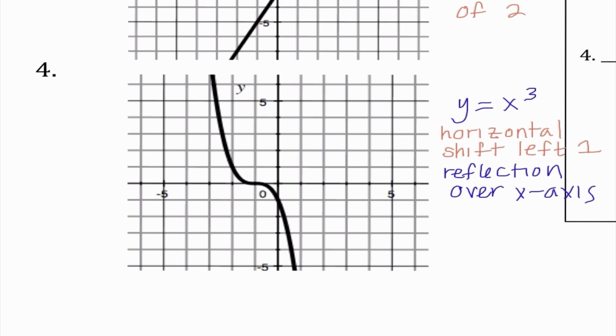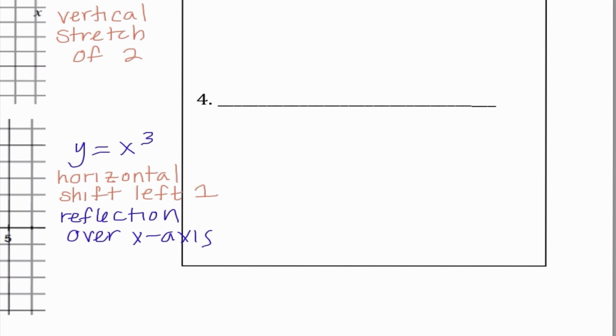And now we're going to take everything that we noticed in this graph and put that all into the equation. Okay, so I'm going to write y equals, since there's a reflection over the x-axis, I need a negative out in front. A horizontal shift always goes inside our function, and we do the opposite. So since it's going to the left 1, I'm going to say x plus 1. So our answer here is y equals negative the quantity, or the opposite of the quantity, x plus 1 cubed.